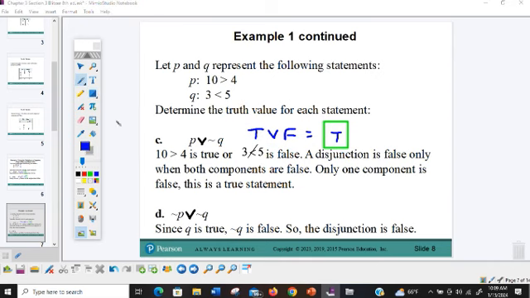Let's look at this last one. Not P. Well, if P is true, not P is false. Oops, I did a true there. Let me fix that, make it look correct. Okay, so we have false or not Q. Well, if Q is true, not Q is false. Is one or the other true? That would be no. So the answer to this one would be false.